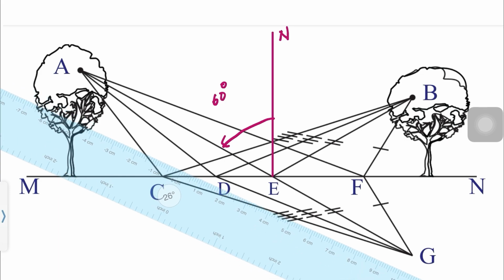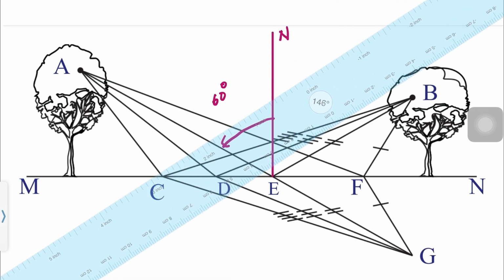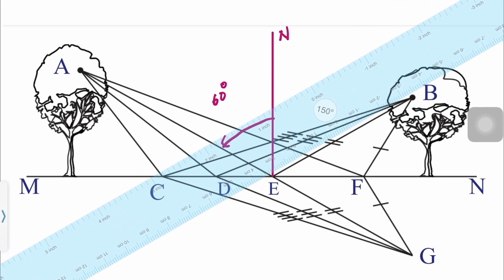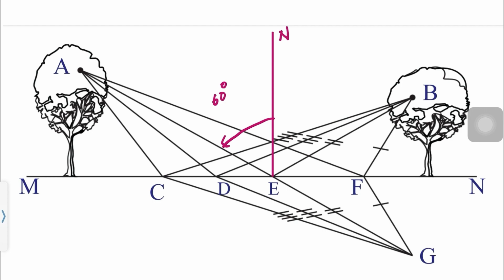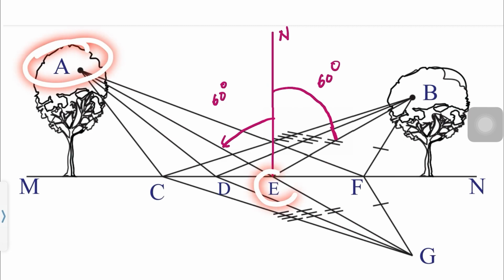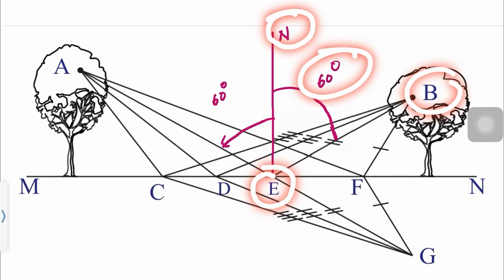Now let's see the other side. Again it is 90. Now how much angle is it making? What is 90 plus 60? 150. Means the angle made by the crow here, it is 60 degrees. Now if you observe carefully, the angle AEN is 60 and angle NEB is also 60. Why?